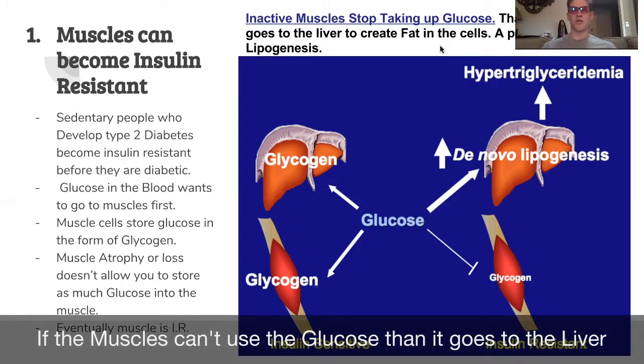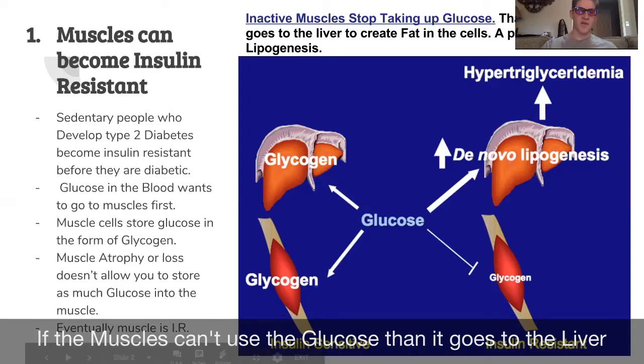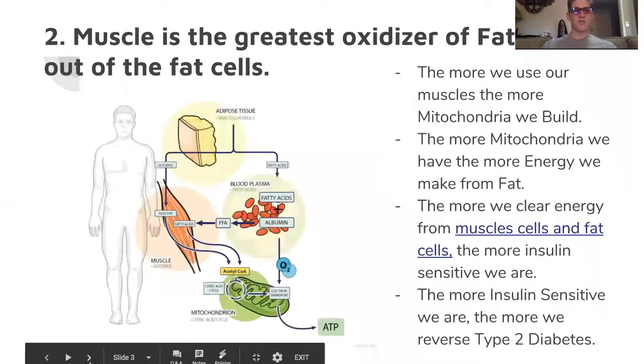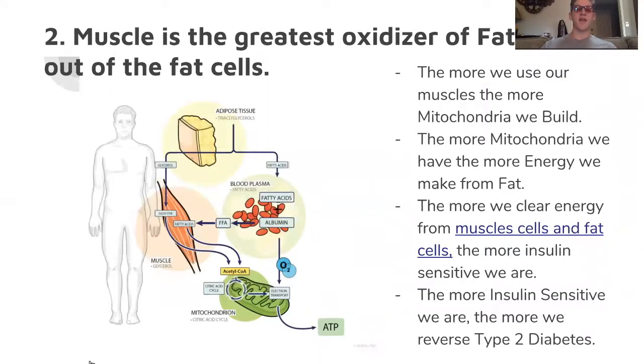So glucose then goes to the liver to create fat in fat cells, in a process called lipogenesis. So if it can't go to the muscles, guess where it's going? It's going to your liver to get converted to fat. Okay, so going into number two, muscle is the greatest oxidizer of fat.